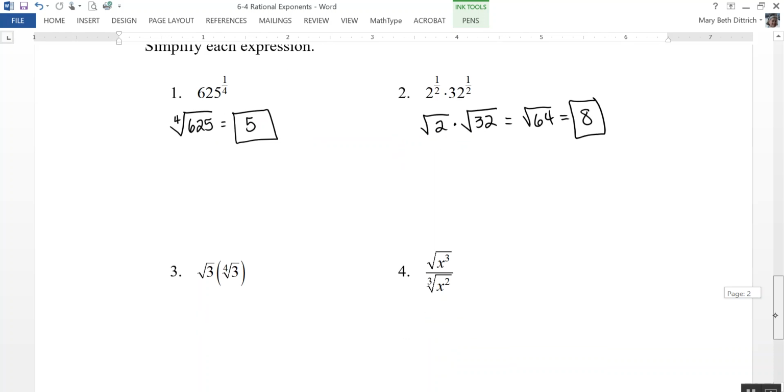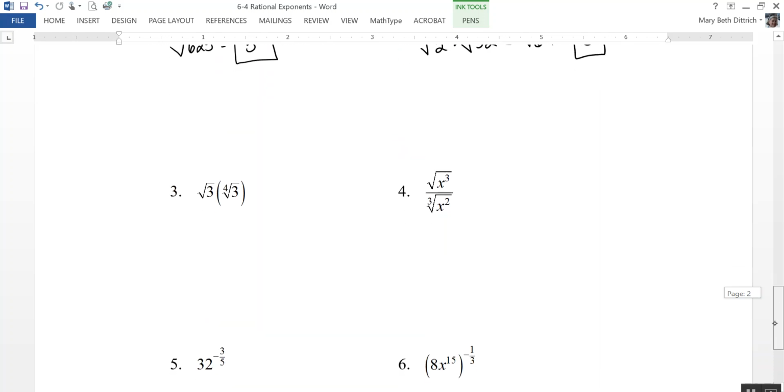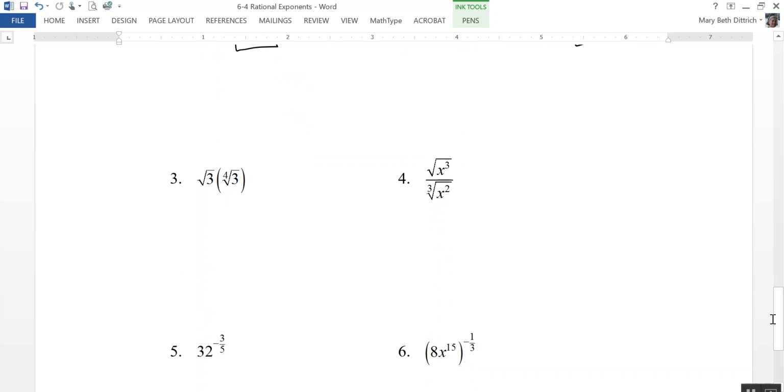Okay. Let's take a look at number 3 here. The square root of 3 times the 4th root of 3. I can't combine those because the indexes are different, but I think in this case it would be helpful to write each with rational exponents. So the square root of 3 is 3 to the 1/2, and the 4th root of 3 is 3 to the 1/4. Now I can use the property of exponents. It says that if I'm multiplying powers that have the same base, I add the exponents. 1/2 plus 1/4 is 3/4.